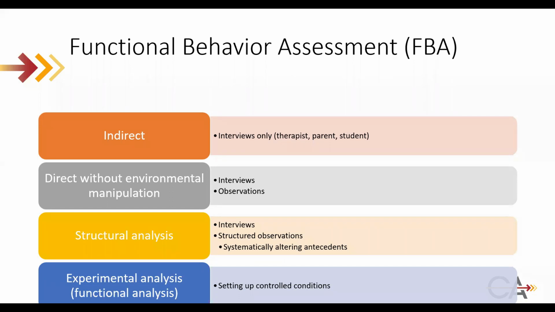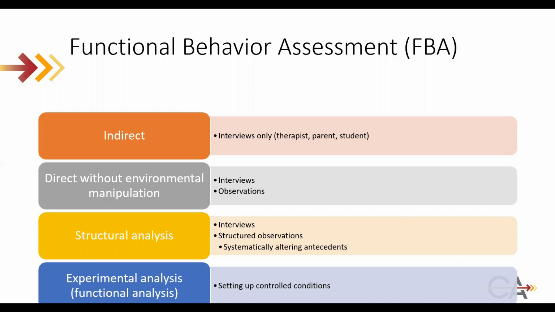There are really four different components, or ways you can do a functional behavior assessment. The first one is indirect, where you're just interviewing. There are some structured and standardized interviews like the MAS or the FAST, or some that you might have heard of. The second one is direct without environmental manipulation. So you interview, and then you go and do observations and collect antecedent, behavior, and consequence data. But you're just observing and interviewing. You're not changing or manipulating anything at all.